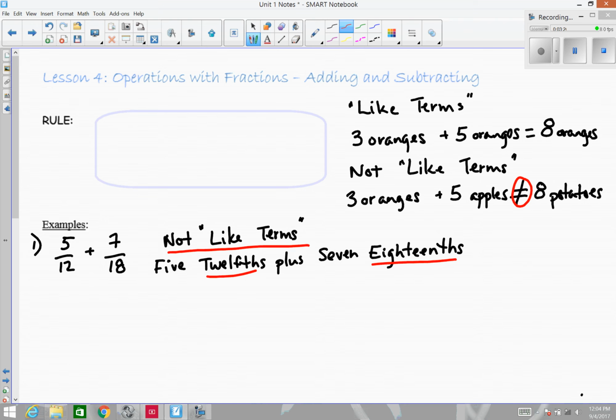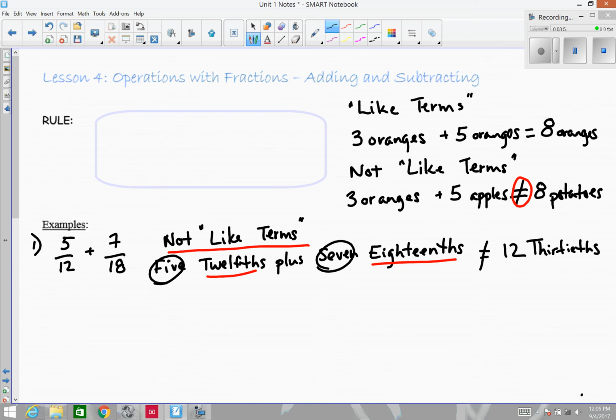So I cannot just add them together and say that I have 12 of these things. 5 and 7 gives me 12. But then what unit would I use? This would be like trying to add oranges and apples, and I cannot add those denominators together and say I have 12 thirtieths. Not going to work. Sort of like trying to add those apples and oranges.